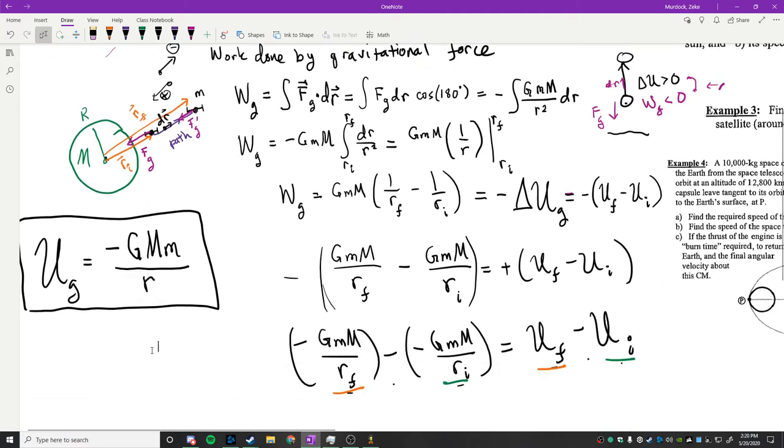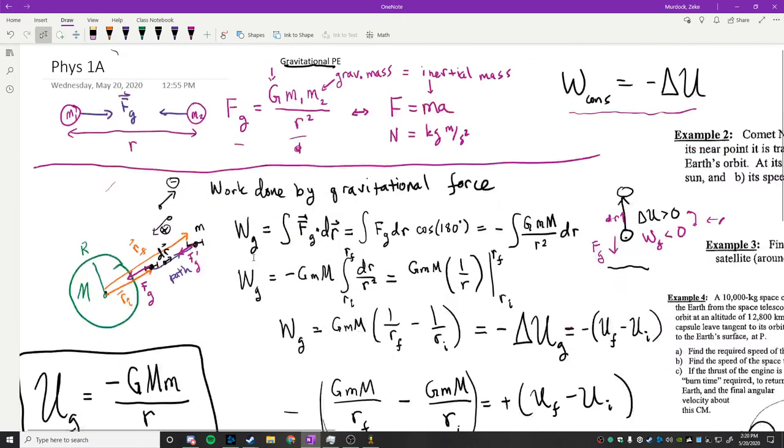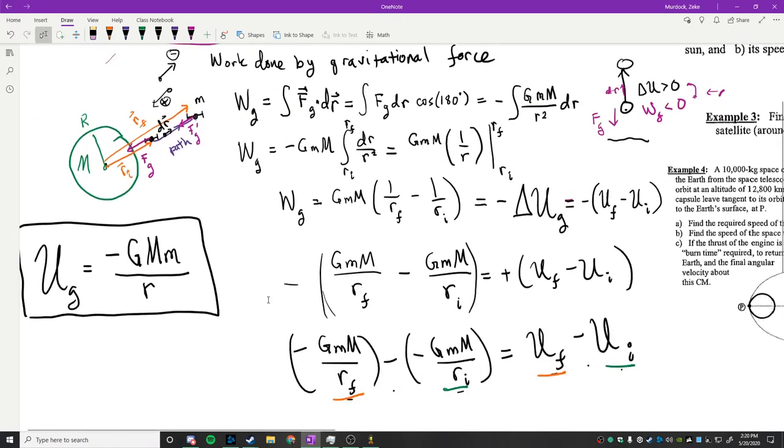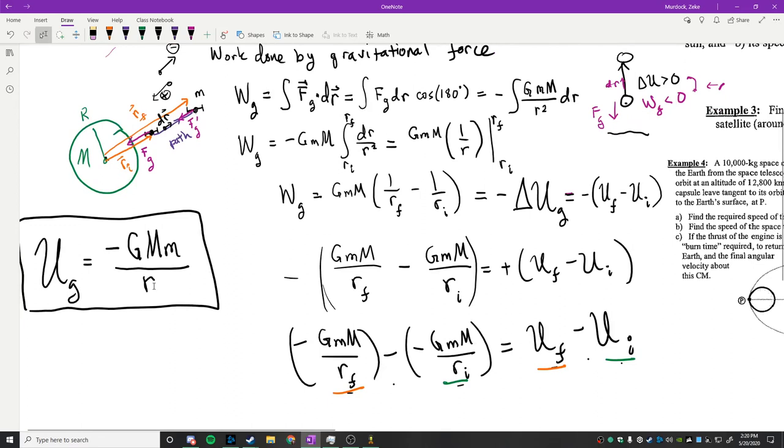From a dimensional perspective, that should make sense because energy is Newton meters. This is Newtons. So divide by one less R, you get Newton meters. That's our potential energy due to gravity. We'll talk about why it's negative, and we'll do some plots and solve problems and stuff like that. But this is the more general definition of potential energy due to gravity.